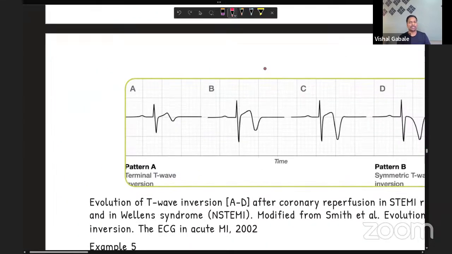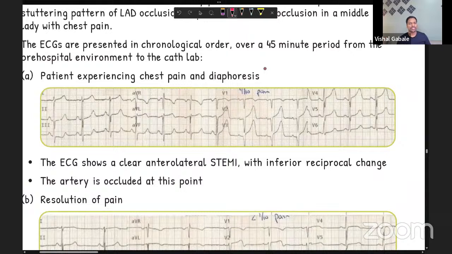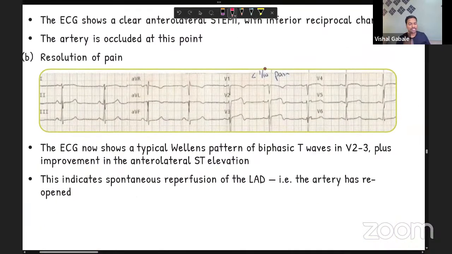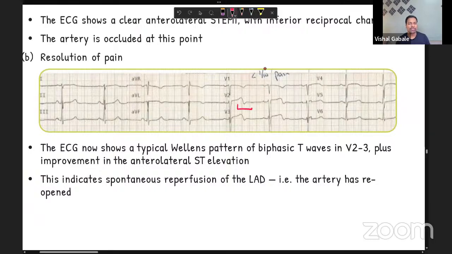Okay, let's see the example. See this one patient who presented with chest pain. Initially, he has ST elevation in the anterior leads. Look at this ST elevation in the anterior leads. Now, let's look at the other part of this ECG. As the patient's chest pain is improving, resolved or reduced, now you can see the development of this biphasic T wave inversion. So this is biphasic T wave inversion when the patient doesn't have any chest pain.